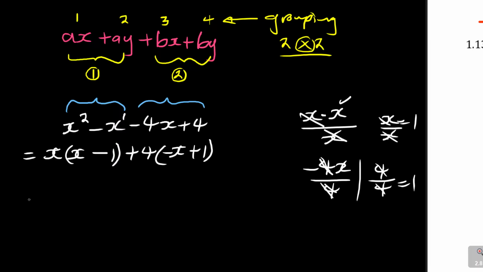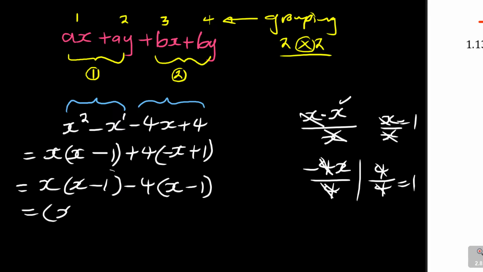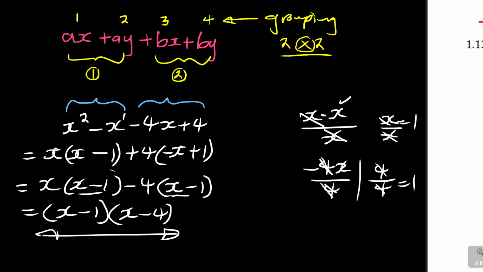Then equal to, you see the interchanging. What do you have? You've got x minus 1. Now positive 4, it's negative 4. And then you've got what? Positive x minus 1. You interchange the signs. Then from here, you've got what? x minus 1. Why? Because it matches. And then you've got what? x minus 4. This is one of the most important ones. Very, very important.